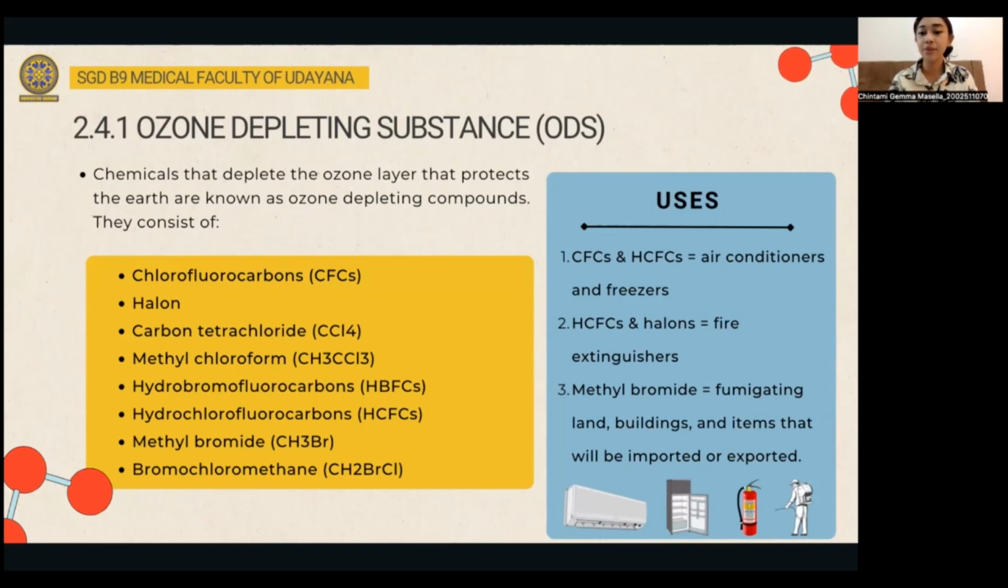For example, CFCs and HCFCs are used in air conditioners and freezers, HCFCs and halons for fire extinguishers, and also methyl bromide is usually used in fumigating land, buildings, and items that will be imported and exported.